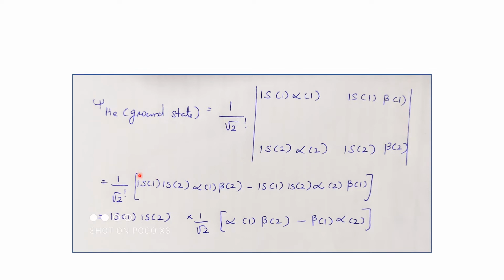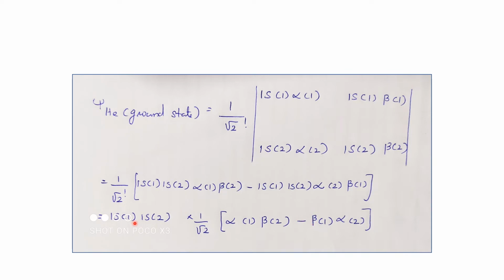And on cross multiplication, we get 1 by root 2 factorial, 1s1 1s2 alpha 1 beta 2 minus 1s1 1s2 alpha 2 beta 1. On taking the common terms outside, 1s1 1s2 into 1 by root 2 into alpha 1 beta 2 minus beta 1 alpha 2.